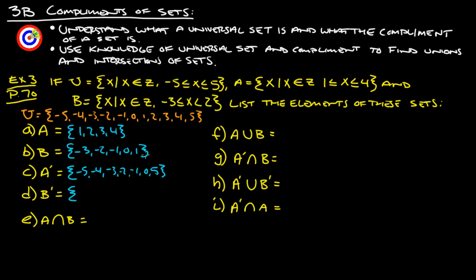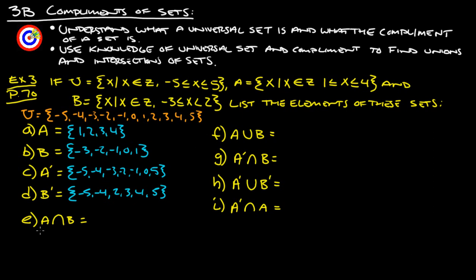Alright, the complement of set B are all the elements in the universal set that aren't in set B. So I'm going to start with -5 and -4, and then set B picks up -3 and covers it up to 1, so then we need to include 2, 3, 4, and 5.